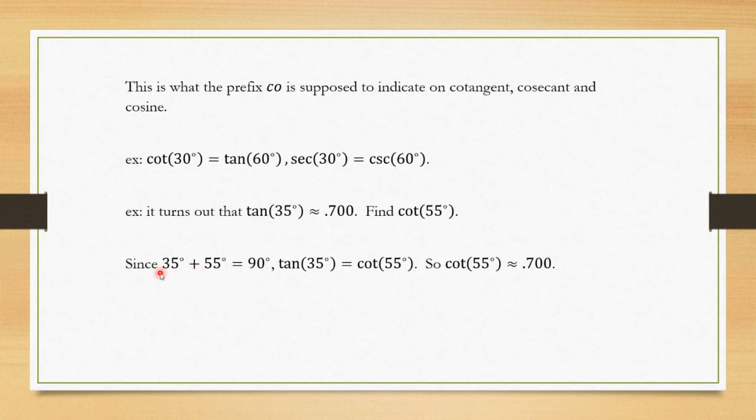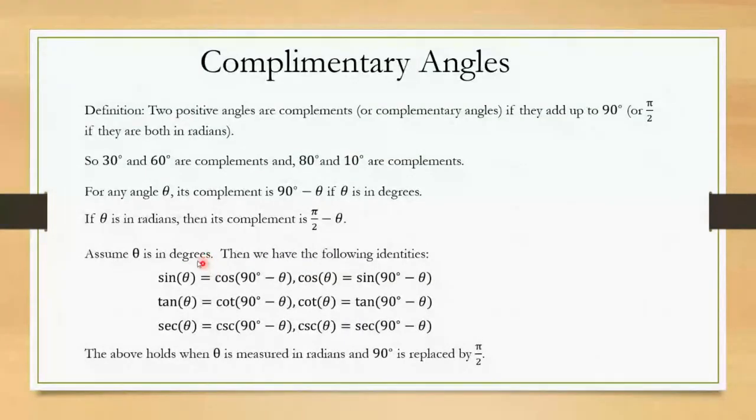Hence, tangent of 35 degrees and cotangent of 55 degrees have to equal each other. So, it's just a quick example I wanted to do. If you actually think about the definition of the trig functions, back on this slide with the right triangle and opposite, hypotenuse and all that, it's actually not hard to see why these are true.